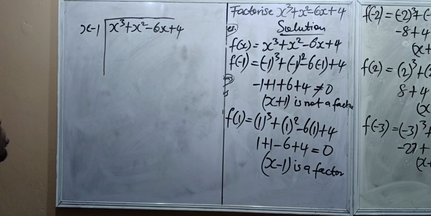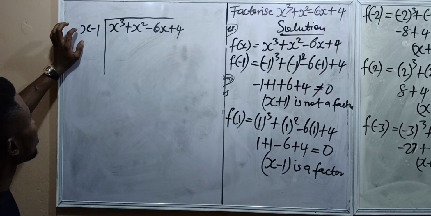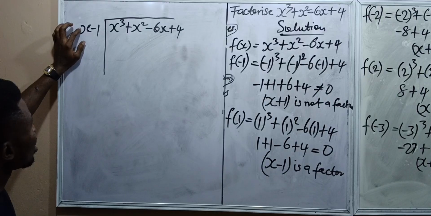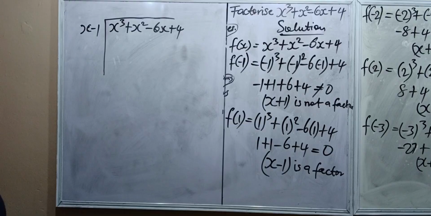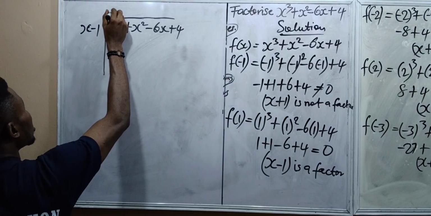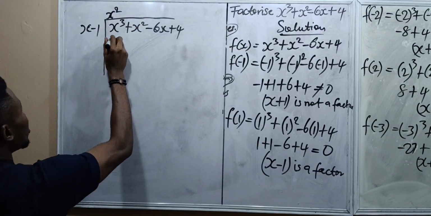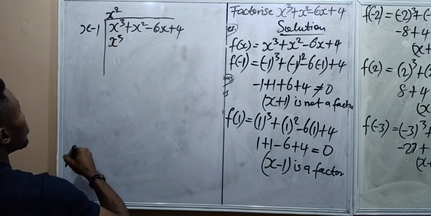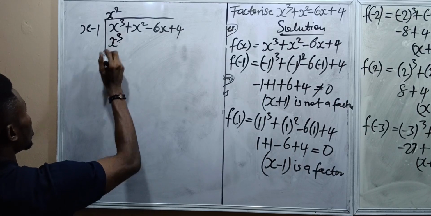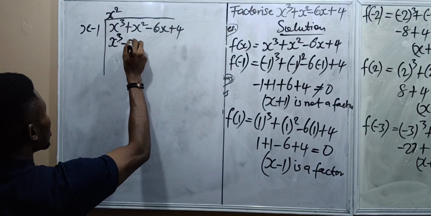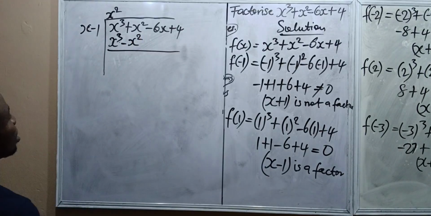And now, like we used to do, you look for a number, or is it a variable, that when you multiply with x, it gives you the first term here. It gives you x cubed. And what is that number? A variable, it is x squared. Now x squared times x will give us x cubed. Now x squared times minus 1 will give you minus x squared. And now you subtract.